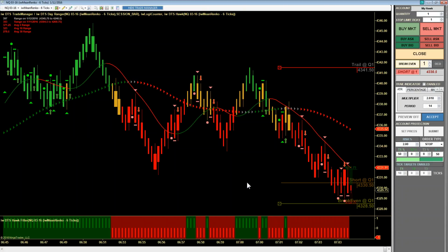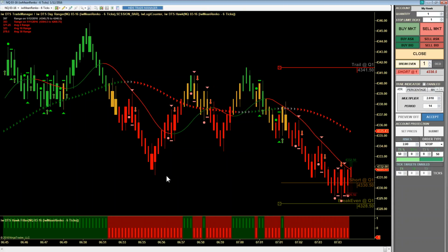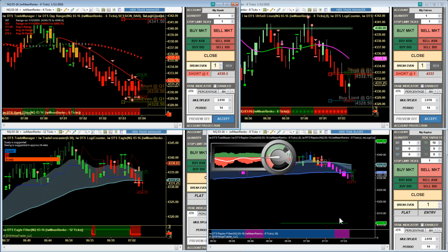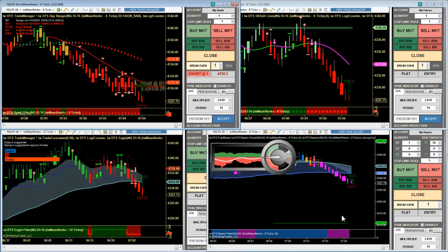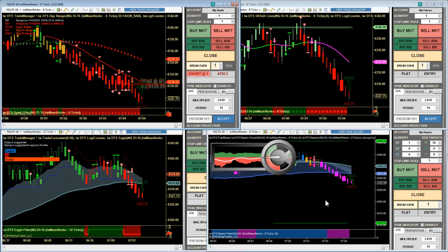Come on, get down there. So a lot of activity here at this 43.31 area. Buyers and sellers really, you know, fighting it out. We probably have a comparable trade here on our Raptor.